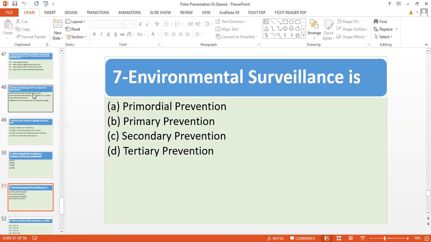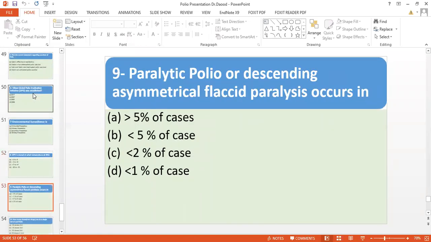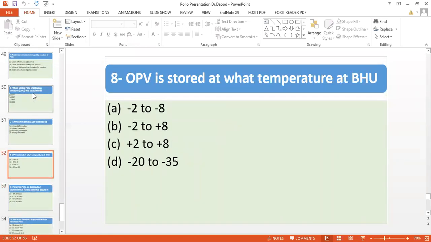Environmental surveillance is second. E. Primary prevention. That's primary. The action taken prior to the onset of the disease is primary prevention. Environmental sampling would be sampling of the sewerage or water sampling in the slums area, so that the campaign about polio can be carried out in that particular area. That's primary. Sorry.